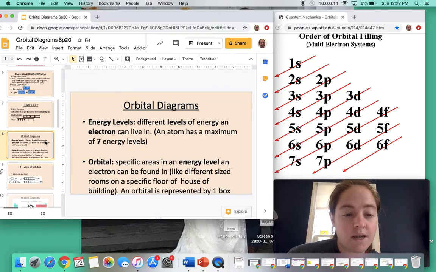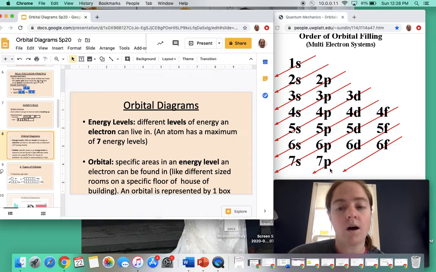So what are the orbital diagrams? I know it makes no sense, it's kind of confusing right now. But a couple things to keep in mind. An energy level has a different level of energy, different levels of energy that an electron can live in, and the maximum is 7. So we see 1 through 7 here. It's kind of like 7 different floors of a hotel.